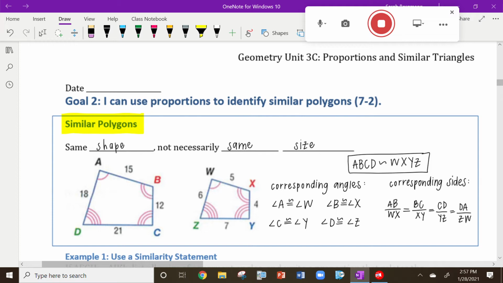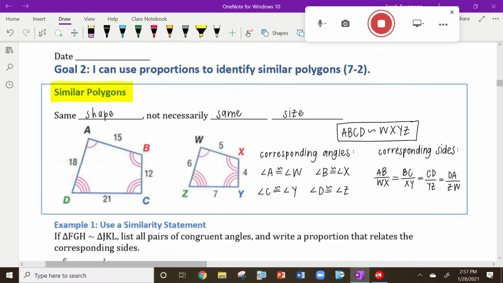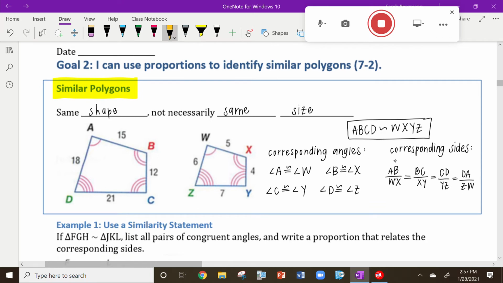If we are looking at this, we can find the similarity factor by looking at a pair of corresponding sides. So for example, AB over WX gives me 15 over 5. Another word for this is sometimes called scale factor. We can reduce it to 3 over 1. This shape is 3 times smaller than this shape.